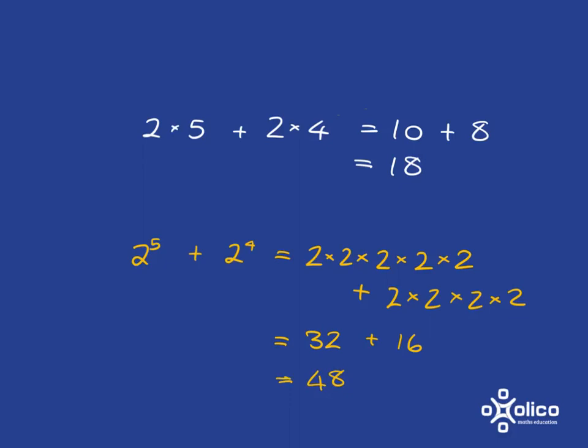So very important to notice that 2 to the power of 5 is not the same as 2 times 5. 2 to the power of 5 means 2 times 2 times 2 times 2 times 2, which is very different to just saying 2 times 5.